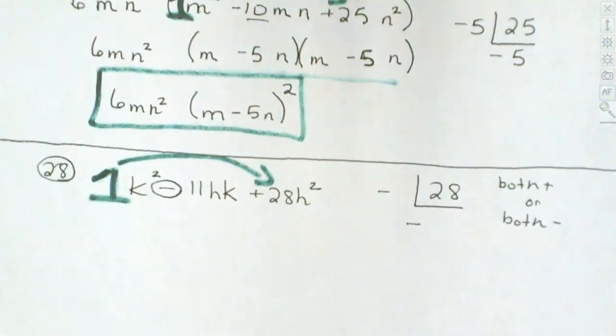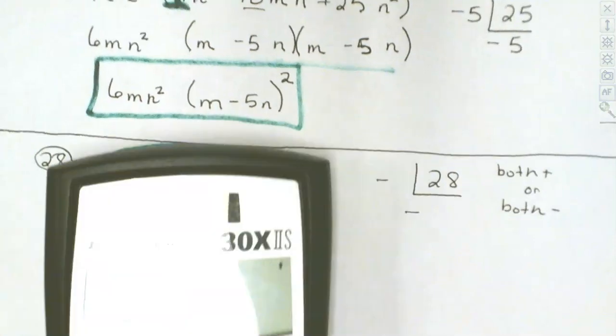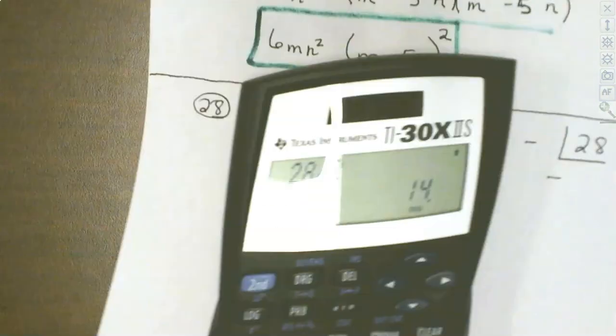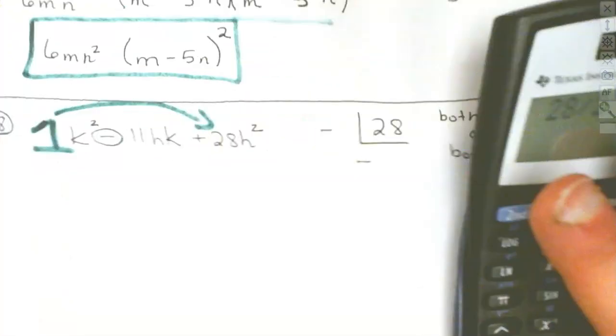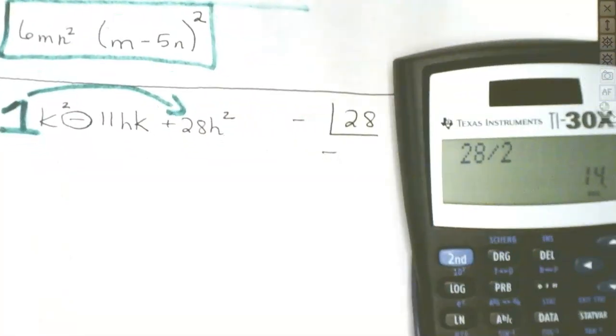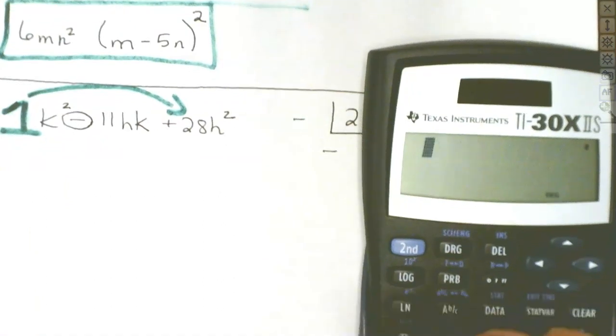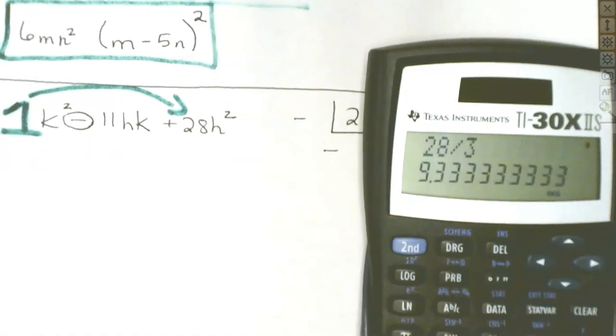Where do we begin? 28. Well, we can start with 2. That's not going to work for us, but 28 divided by 2 is 14. I know it's hard to see sometimes on the screen here. 28 divided by 2, that's 14. 14 is not going to work. Let's try a 3. 3 doesn't go in there. What about a 4?